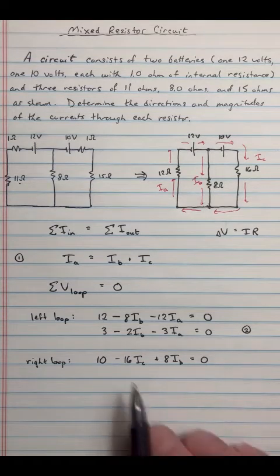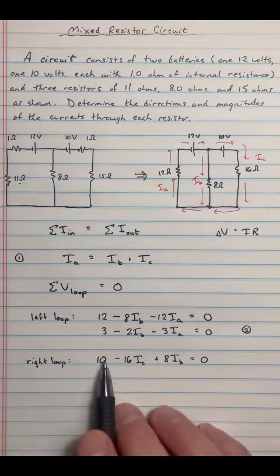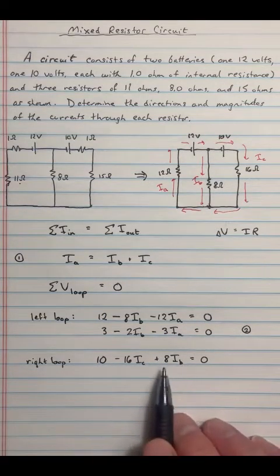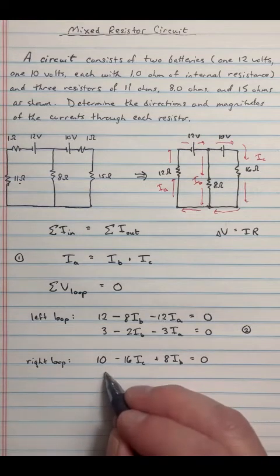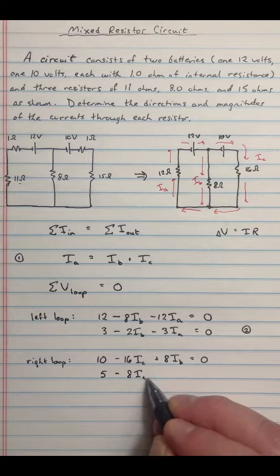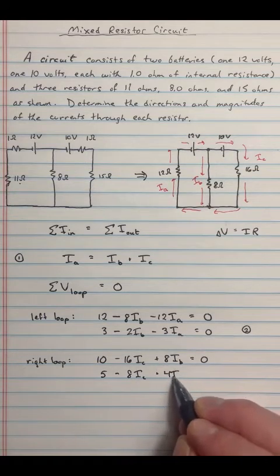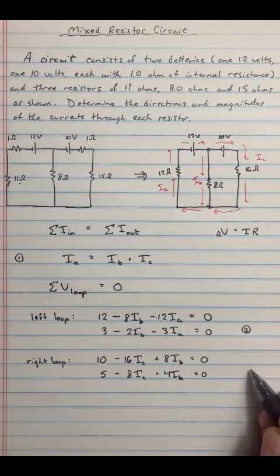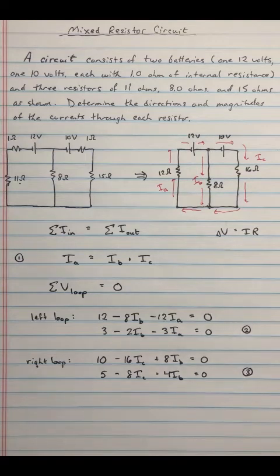One more thing. These numbers can be reduced a little bit further for simplicity. Each of these is divisible by 2 in this case. So 10 divided by 2 is 5, of course. We have a negative 8IC here. We have a plus 4IB equals 0 like that. And I'll call that equation 3 for convenience.